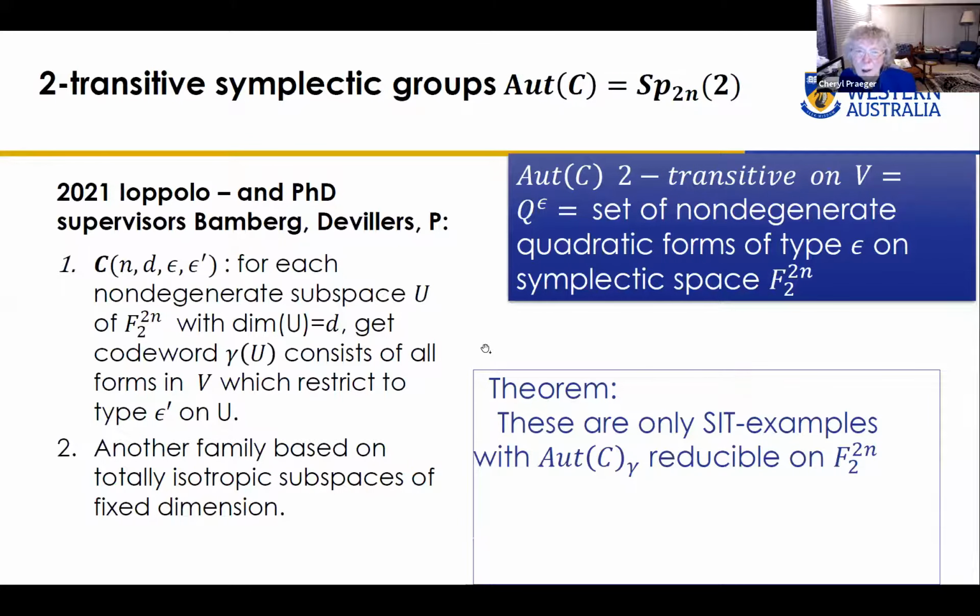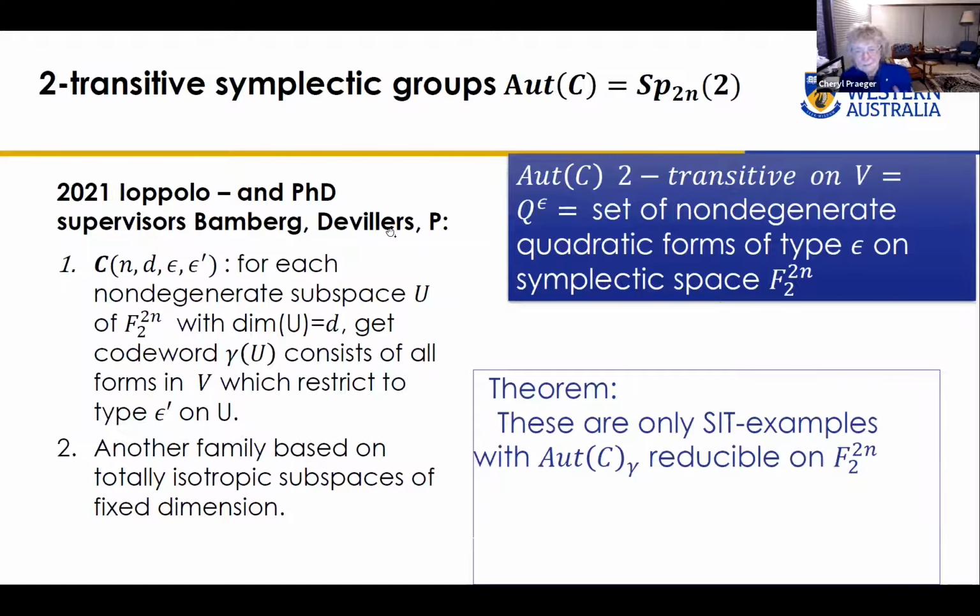The last class of two-transitive groups are the really interesting, really difficult symplectic groups, Sp(2n,2), acting on sets of non-degenerate quadratic forms. There are two actions. The type could be plus type or minus type, elliptic or hyperbolic. And these quadratic forms are acting on the natural underlying vector space, which is not V. V is a set of quadratic forms. So now this is work by John Bamberg, Alice Devillers, and I with Mark Iopolo, our student.